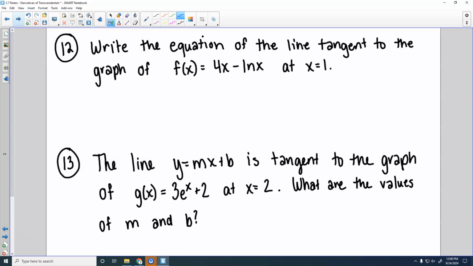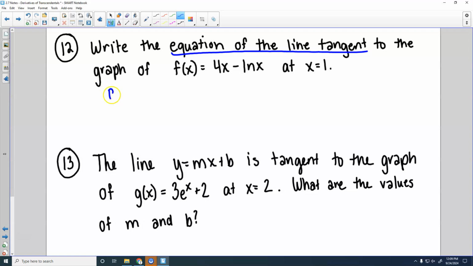Okay, so let's look at a few problems that are like some tangent line problems here to see what sort of stuff you will run into with this. Most of the stuff that we're doing or have already done still applies. It's just going to be a little bit messier whenever you have some logs and natural logs and e's and all of those different things. So if we're supposed to write the equation of the line tangent to the graph of f of x equals 4x minus natural log of x at x equals 1, this is an equation of a tangent line problem.